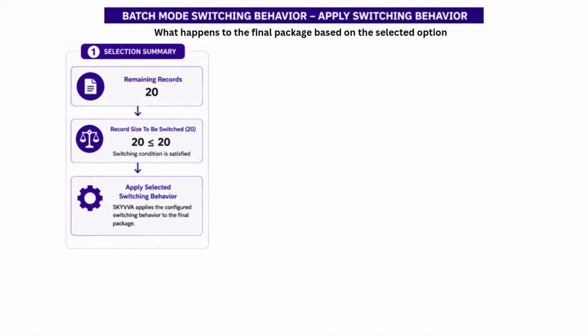The next step is compare with the record size to be switched. SKYVVA compares the remaining records with the configured record size to be switched. The configured threshold is 20, and the remaining records are also 20. Since 20 is less than or equal to 20, the switching condition is satisfied. The next step is apply the selected switching behavior. Because the switching condition has been met, SKYVVA applies the configured batch mode switching behavior to the final package.